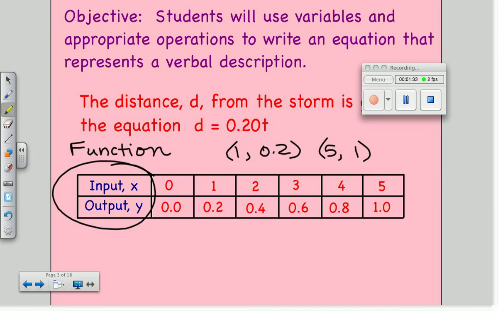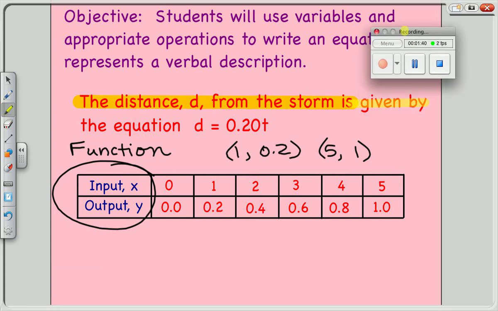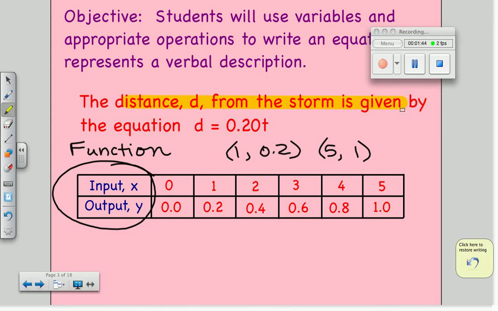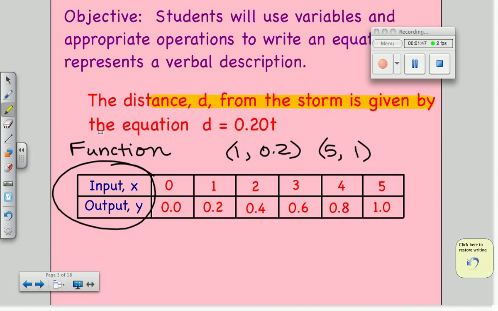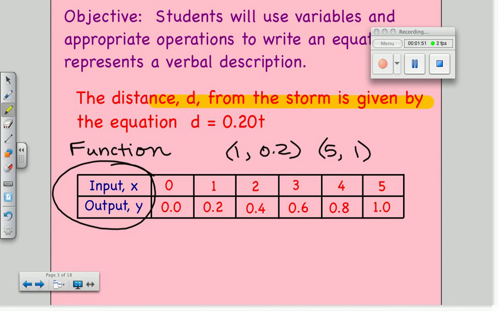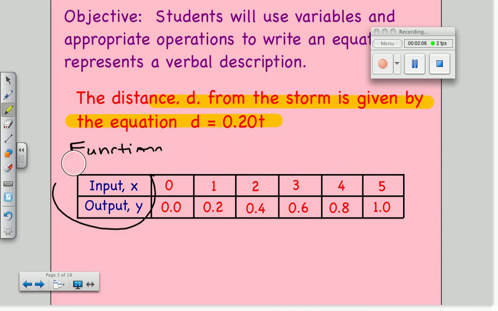the distance of the thunderstorm is represented by the letter D. And that is given by the equation D equals 0.20 times T, okay, for the amount of time. This is what we wrote earlier. So this is a function. So basically what this means is after 1 second, the storm is 0.2 of a mile away.